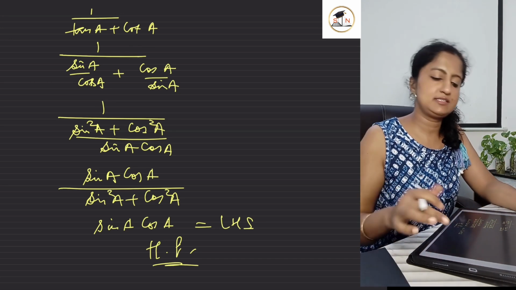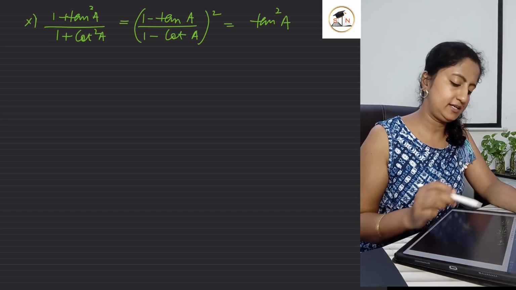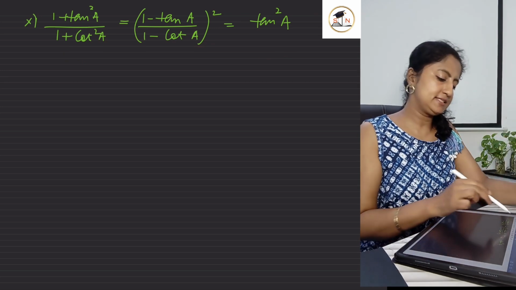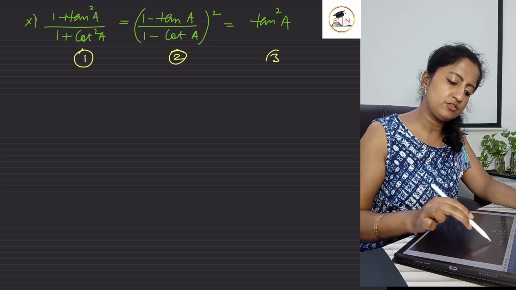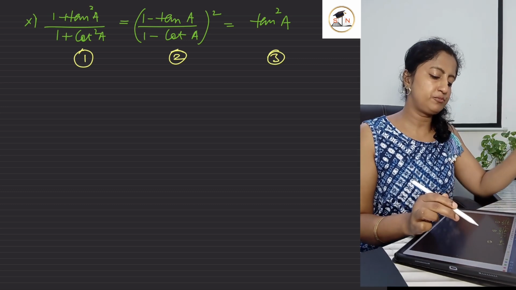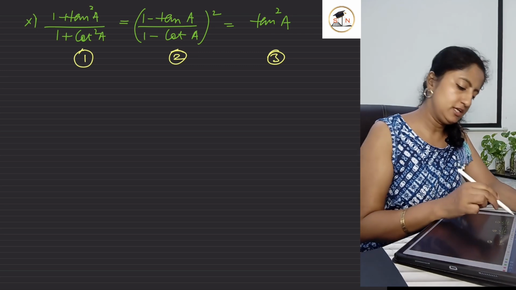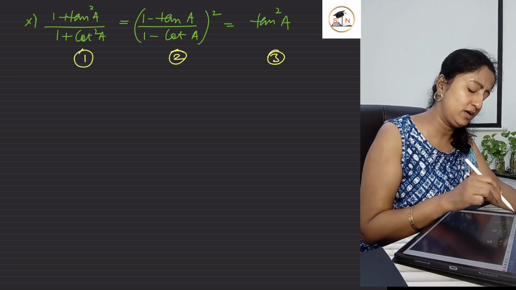Now guys, just the last question. And this question is again slightly different as we have 3 sides to it. That means I'm going to number them 1, 2, and 3. We are going to prove 1 equals 3 and then 2 also equals 3. So let's start working on the first one. It's a very easy one.